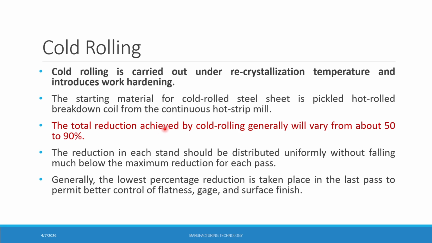Now the total reduction achieved by cold rolling generally will vary from about 50 to 90%. So again, over here you can obtain a very high reduction in thickness, but this requires more pressure as compared to the hot rolling. In hot rolling, the material is still malleable because of the hot temperature, so you can use lesser force and the material will easily get squished. But here the material is at room temperature, so it is significantly cooler, so you need to apply more strength to reduce it.